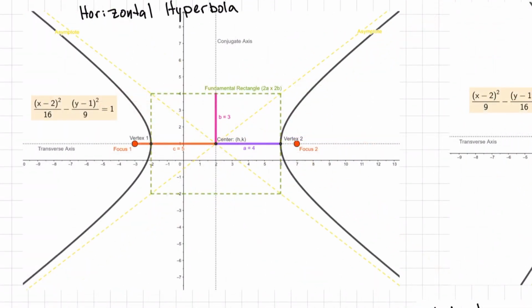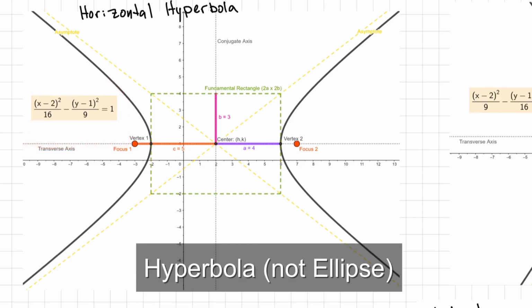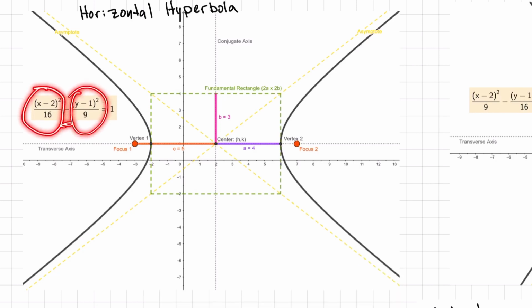So let's take a look at the steps of graphing a hyperbola. The first thing I would do is determine whether this is a horizontal or vertical hyperbola. Since it's x squared minus y squared, and the x squared is positive, it would be a horizontal hyperbola, which will look like this, where the branches shoot off to the right and to the left. Then you should take a look and see where the center is. So it's centered at 2, 1.